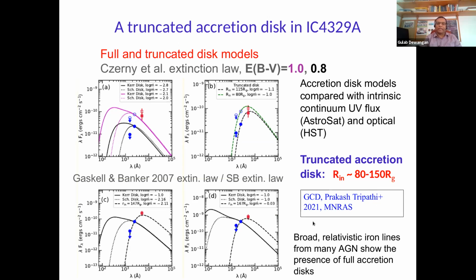So this is about this AGN, but there are other low luminosity AGNs which probably also have truncated accretion disks, while the high luminosity ones, particularly the type 1 AGNs like narrow-line Seyferts, etc., most likely have an accretion disk extending to the last stable orbit. In particular, the broad relativistic iron lines do imply that some other AGNs have a full accretion disk extending to the last stable orbit.